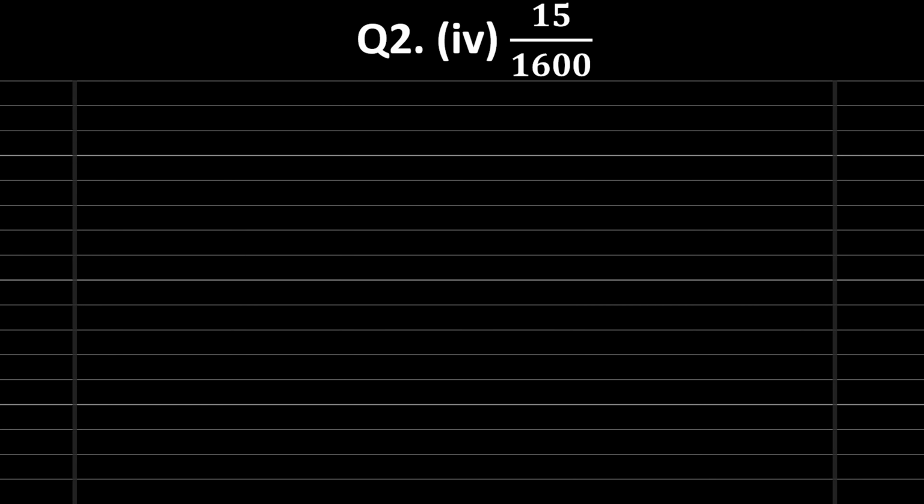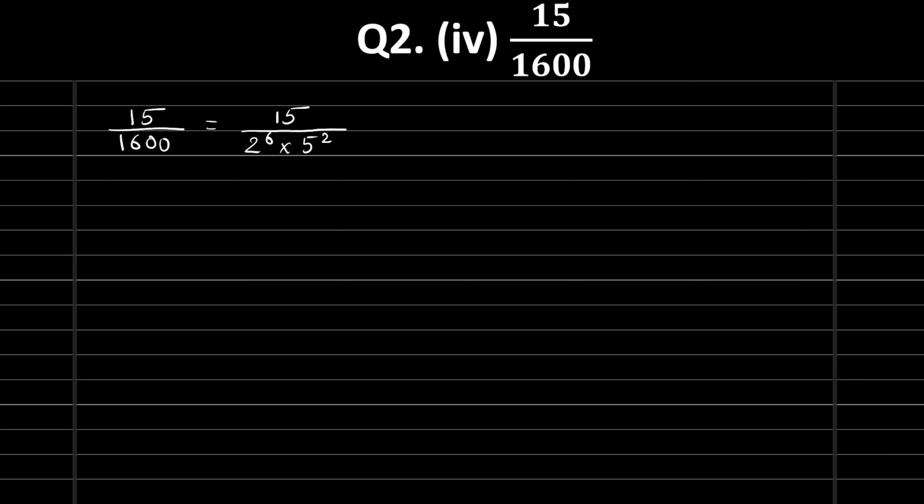This is the fourth subpart of question number 2, 15 upon 1600. The prime factorization of 1600 is 2 raised to 6 into 5 raised to 2, and in the numerator we have 15. Now observe very carefully, we have 2 raised to 6 into 5 raised to 2. Among them, the largest exponent is of 2, which is 6. So we will make the exponent of 5 also 6.